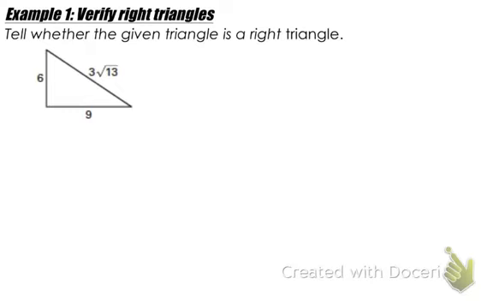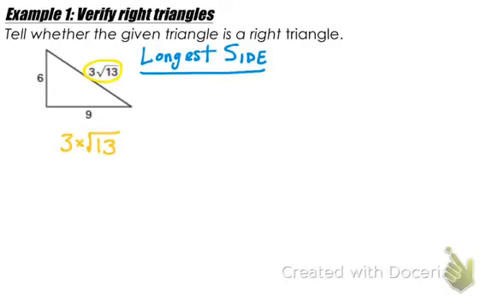So then in example 1, we have to verify if this is a right triangle or not. So using the given sides, can we say this is a right triangle? Well, we have lengths of 6, 9, and 3 root 13. We have to first establish what's the longest side. I can clearly see that this is a 6 and a 9. 9's bigger, but then is 3 root 13 bigger than 9? So I'm going to multiply out 3 times root 13, and in my calculator I get 10.8167. So then 3 root 13 is actually my longest side.